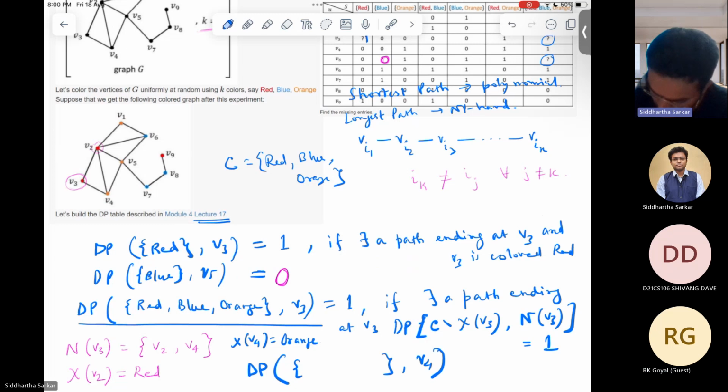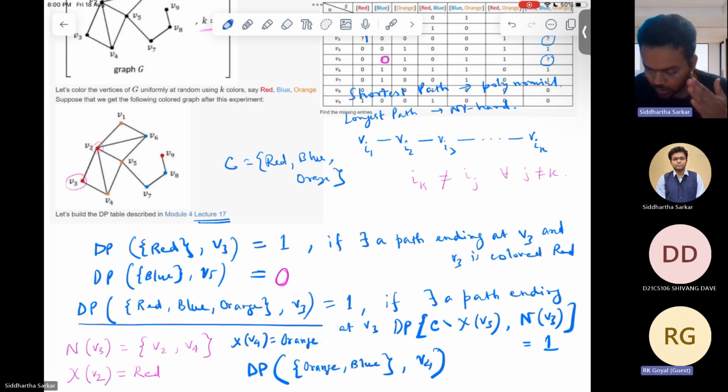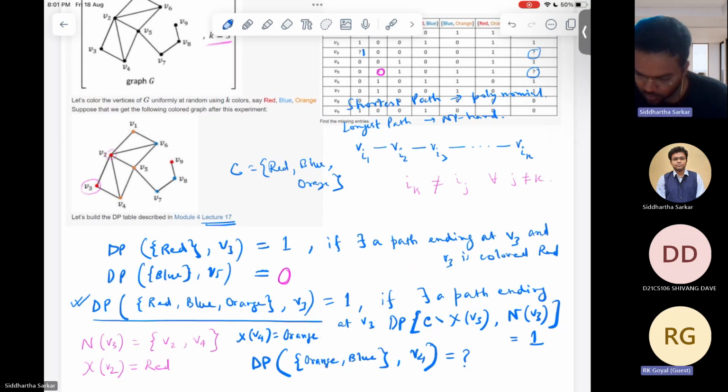and now at our disposal we do not have red because V3 is already red. So we have orange and blue. That means we are allowed to have in the rest of the path the colors orange and blue only, and we are allowed to have that rest of the path end at V4. So is this entry 1? If this entry is 1, then this entry will also be set to 1. Okay, yes, now I understood.